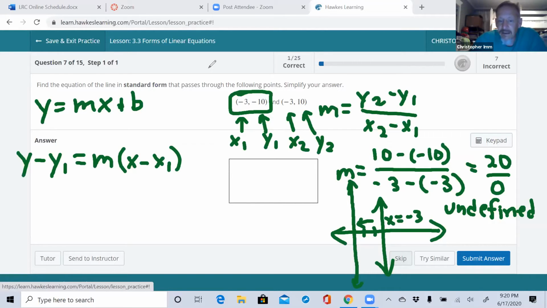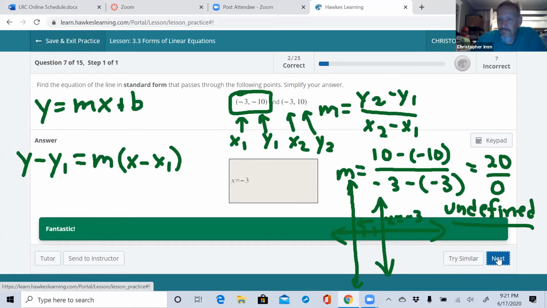So in this case, we have what we call a vertical line. If our slope is undefined, it's always x is equal to something without a y. So in this case, I have x is equal to negative 3. And notice I can't use my slope-intercept form because I can't plug in an undefined slope. So this is a special case. In fact, this is the only case where we can't use one of these formulas. So we have to be sort of careful about this. But when you have an undefined slope, it's going to be a vertical line, and it will always be x is equal to that x coordinate. So when I submit my answer, that's right.